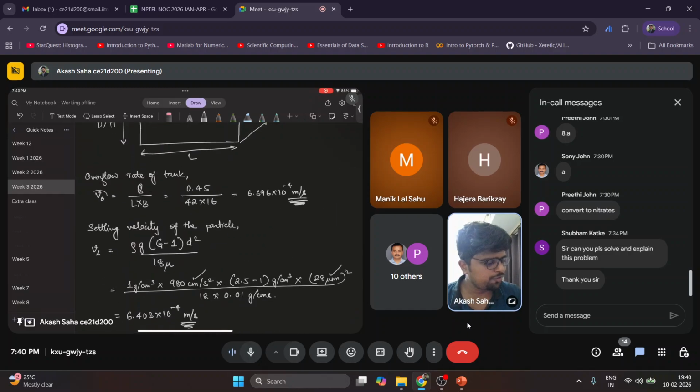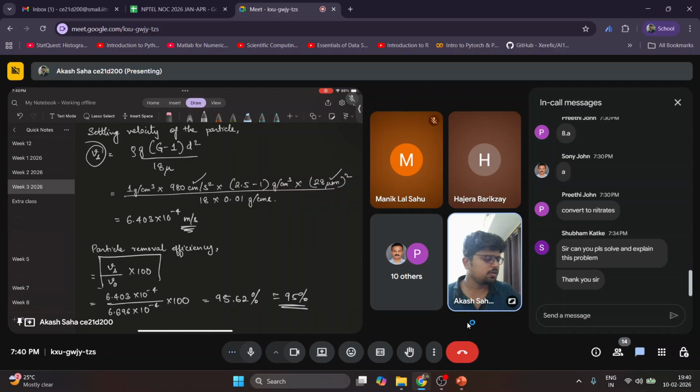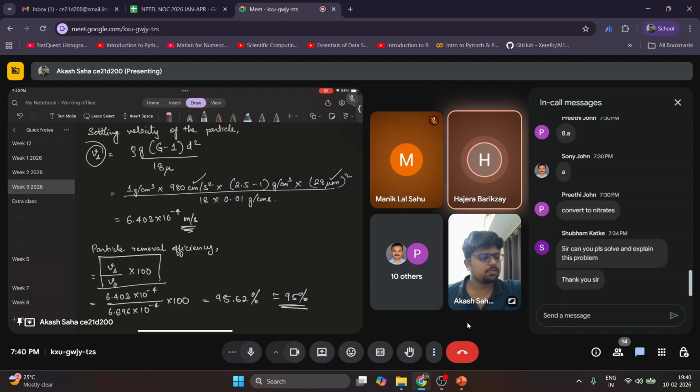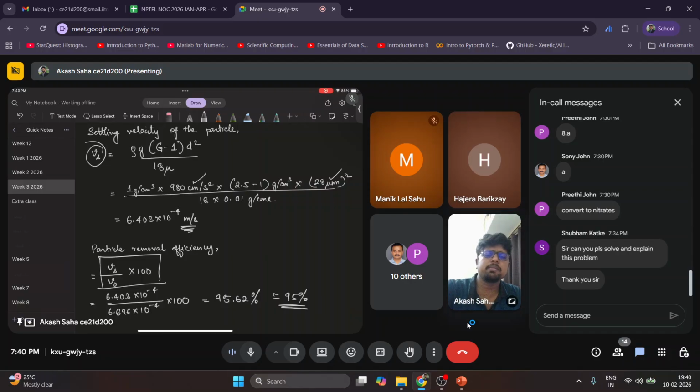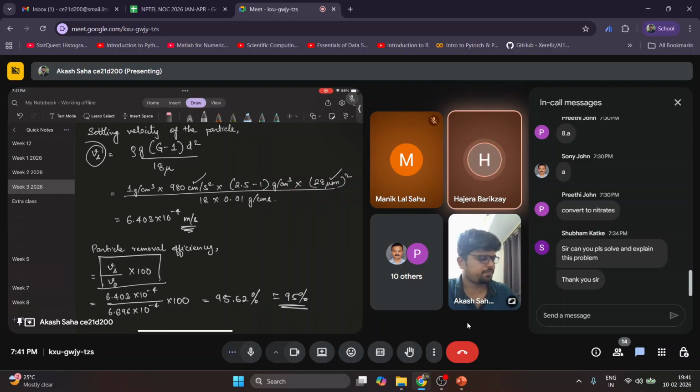So first calculate the overflow rate V naught, Q by LB. Then calculate the settling velocity, only if Stokes law is applicable for type 1 settling. Then take the ratio of Vs by V naught. For settling velocity, should the unit be in meter per second? Yes, it should be in meter per second. Ideally, always go for the standard SI unit. Whatever is given, convert everything to meter per second. Okay, thank you.